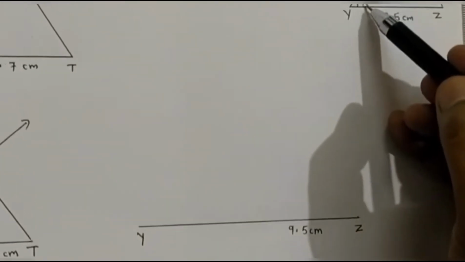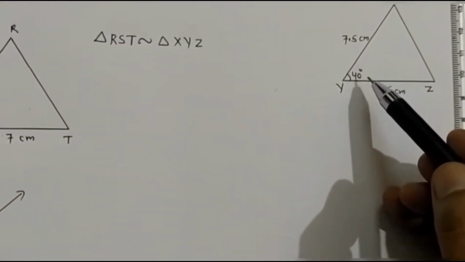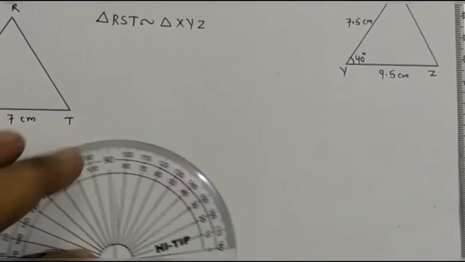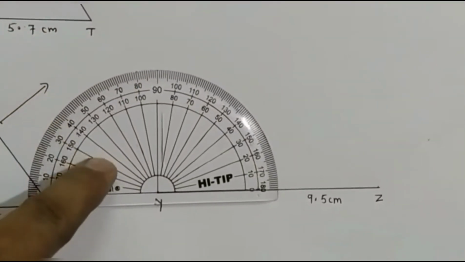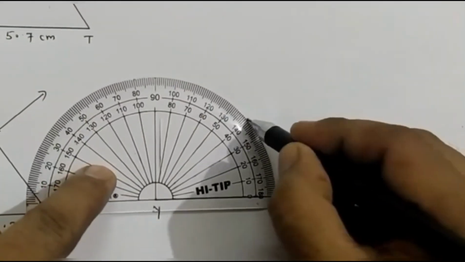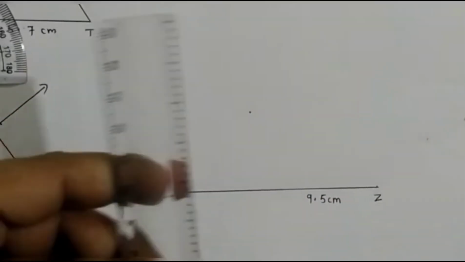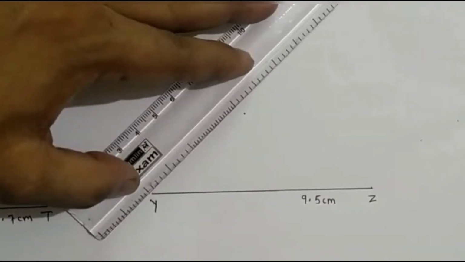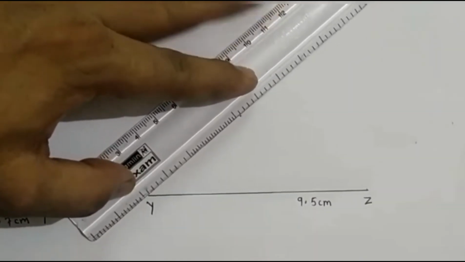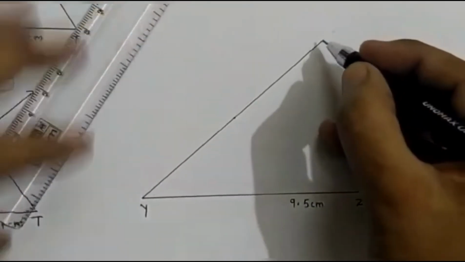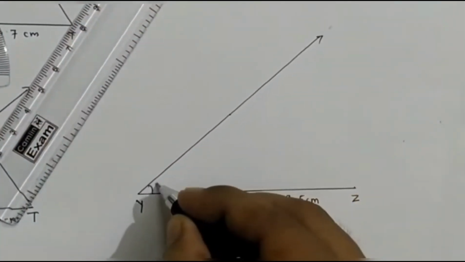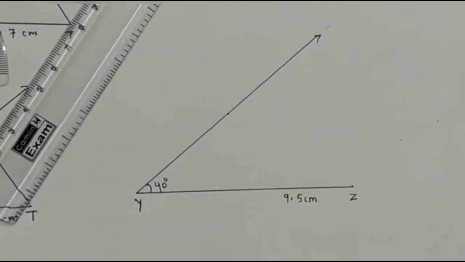Now angle Y is given 40 degree. So at this point Y, keep protractor at point Y and make an angle of 40 degree. So we'll draw 40 degree here. Well, this is 40 degree. Mark here 40 degree. You can do it.